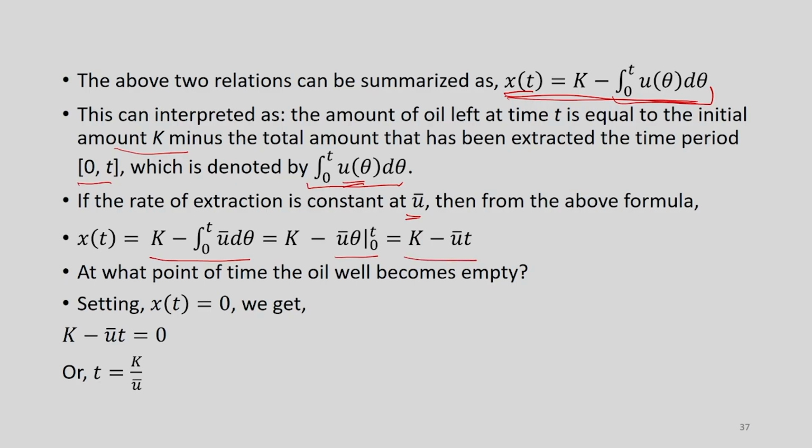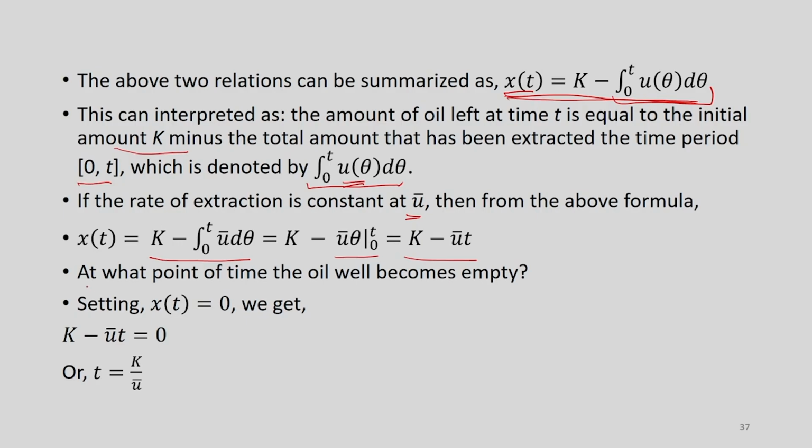So, this is the total amount of oil left in the well after t amount of time, and this is quite intuitive, because at each point of time, the rate of extraction is u bar. So, after t point of time, the total extraction will be u bar multiplied by small t.